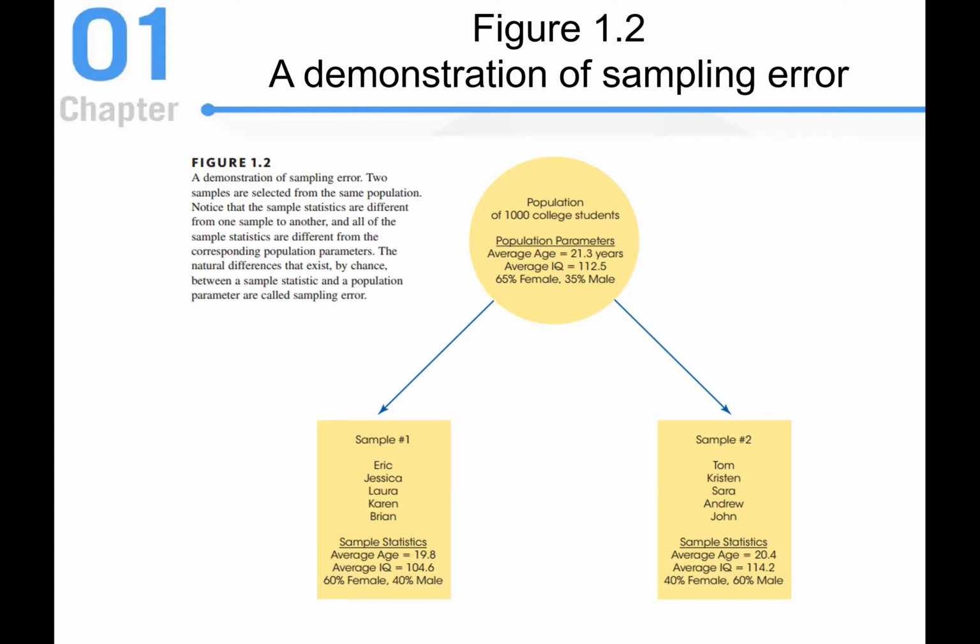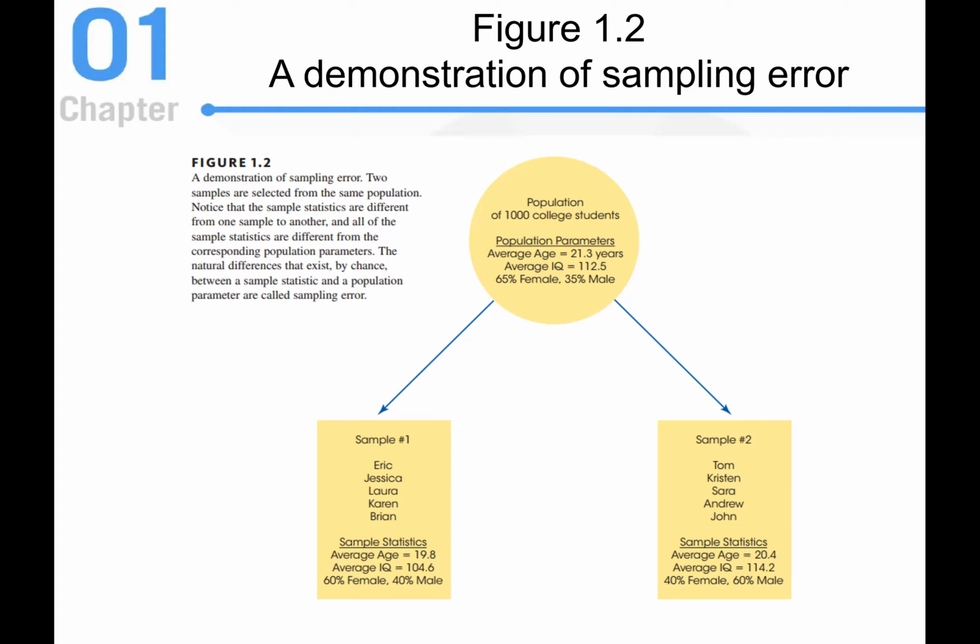And so if we look at sample number 1, the average age that I got by measuring all 5 people in the first sample is 19.8. 19.8 is different than the average age of all the people in the population, which was 21.3. The difference between 21.3 and 19.8 is the sampling error for the variable age, between the population parameter of age and the sample statistic of age.